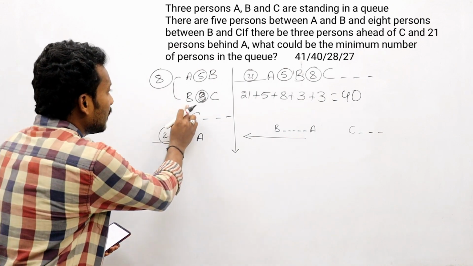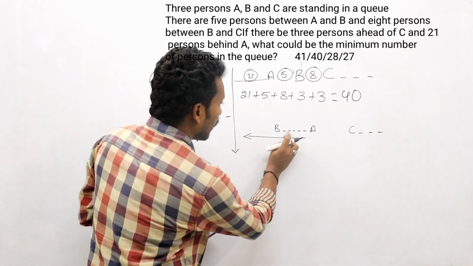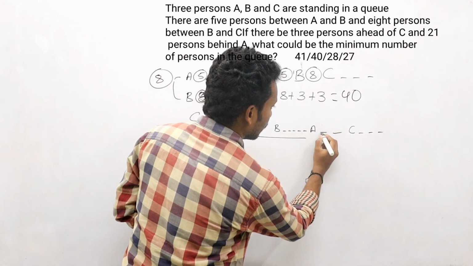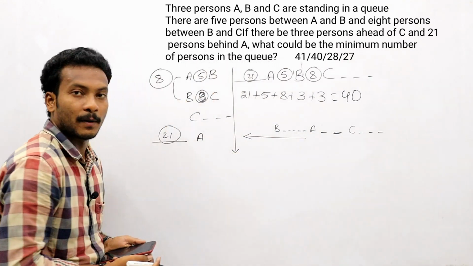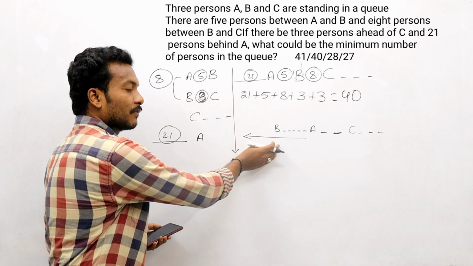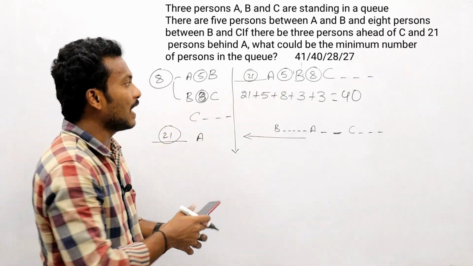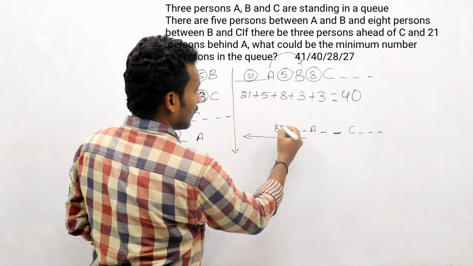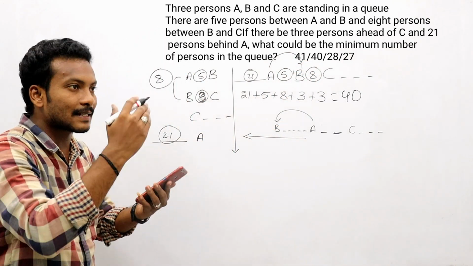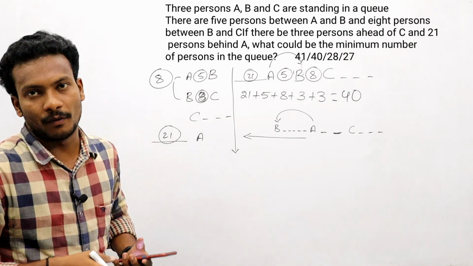Okay. Now, between B and C, how many members are needed? 8 members. 1, 2, 3, 4, 5, 6, 7, 8. This is also one of the possibilities. Look at it. What is the difference between these and this? Here B is after A. Here B is before A. Whenever we are taking before, it comes out somewhat less. How many less? Now we have to see.